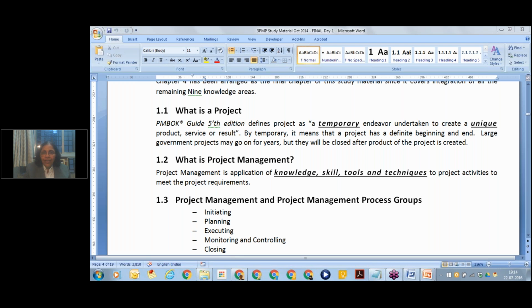is the next set of actions. Next process group, monitoring and controlling. By the time you complete the deliverables, it's time to close. So there are formal processes that help you close your project. Those are called closing processes.